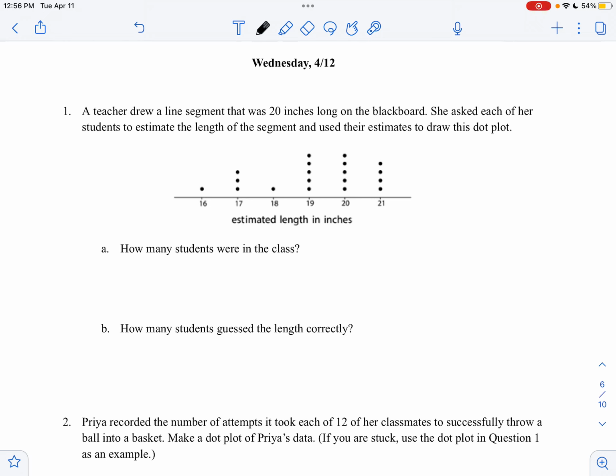Remember that each dot on a dot plot represents a student. So I know that one student estimated 16 inches, 3 students estimated 17, 1 estimated 18, and so on. If you count all the dots, you can determine the total number of students in the class. To see how many students guessed the length correctly, you would want to see how many students guessed that the length was 20.